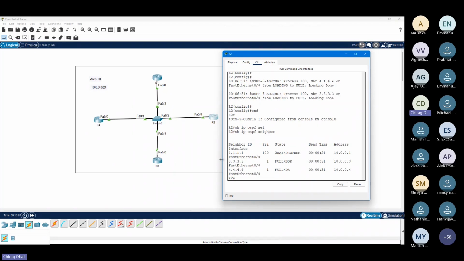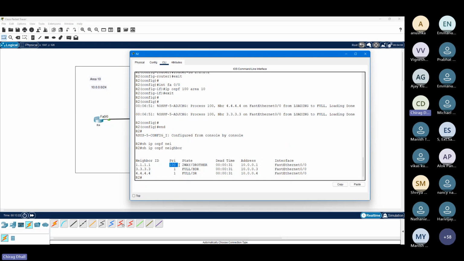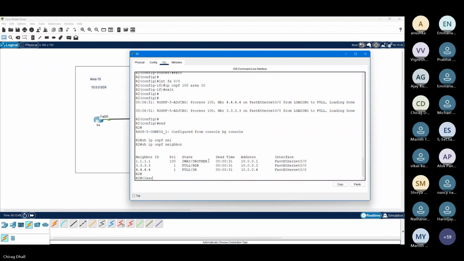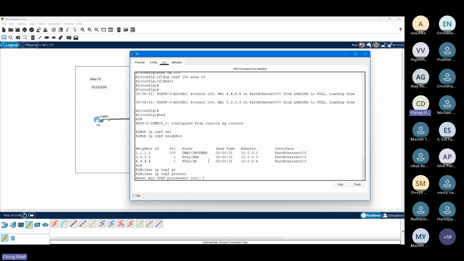We can see R1 has got a higher priority of 100, but still, like I mentioned, if DR and BDR are elected, they will not change their role. Still, router 4 is DR and router 3 is BDR. Clear, guys? Now, how do we refresh this? We refresh this using the command clear IP OSPF process, and we confirm that by saying yes.